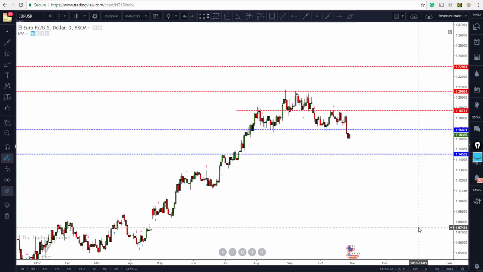So let's go ahead and get this detailed analysis started here on the euro dollar. What we're going to talk about is structure and trend and how we can actually predict what could happen next on a specific currency pair based around levels of structure.